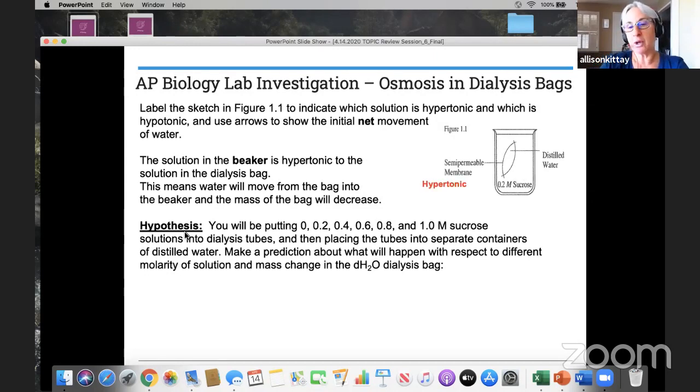So again, sucrose is hypertonic. The distilled water in the bag is hypotonic. And because there's more water in the bag, water will leave the bag for the beaker.